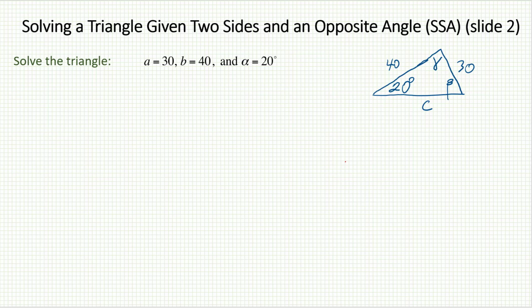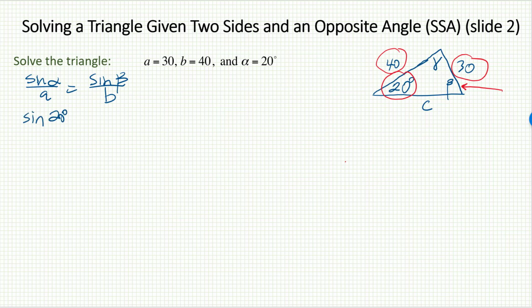So where should I start? Well, I only know one angle, but I do see that I have a complete pair, right? An angle with its opposite side. So that makes me think I should be able to use the law of sines. Do I have half a pair? Yeah, here's side B. I don't know angle beta, but if I use the version of the law of sines that says sine alpha over A equals sine beta over B, I know three of those four pieces. I can solve for the fourth. I would have sine 20 degrees over 30 equals sine beta, I don't know beta, divided by 40, the B.